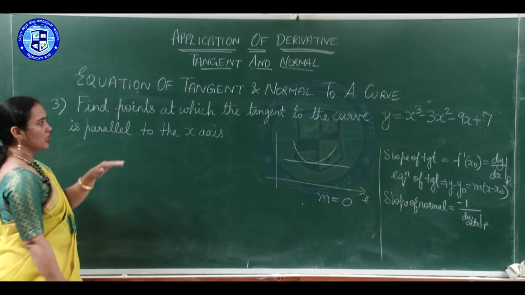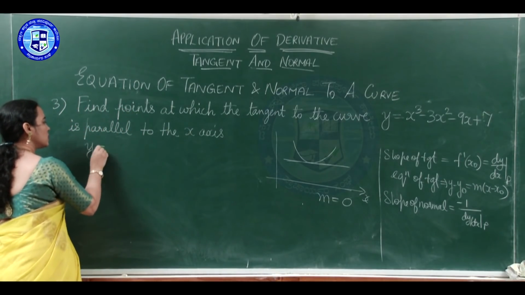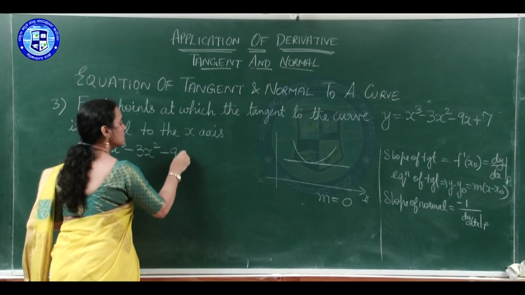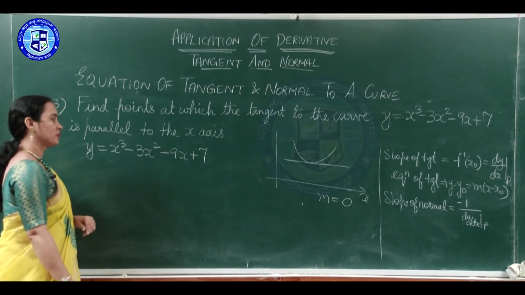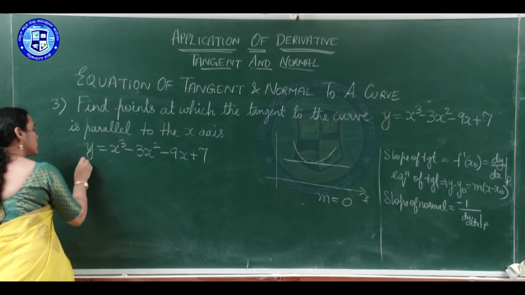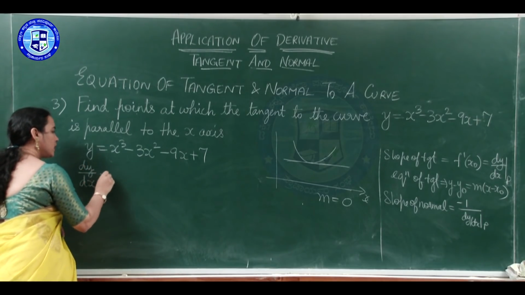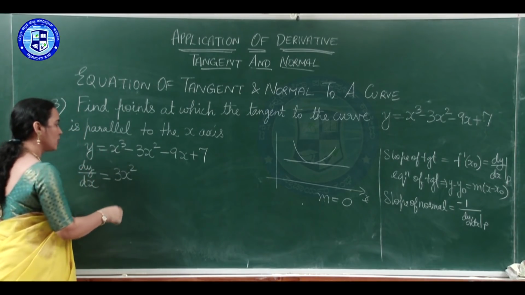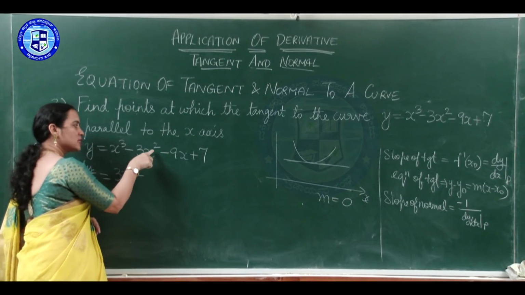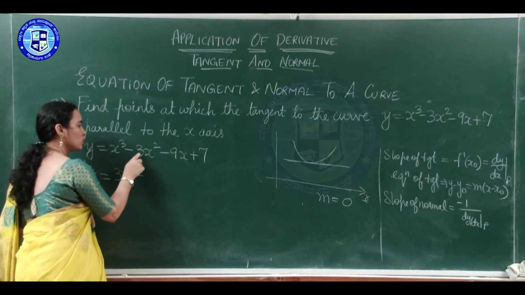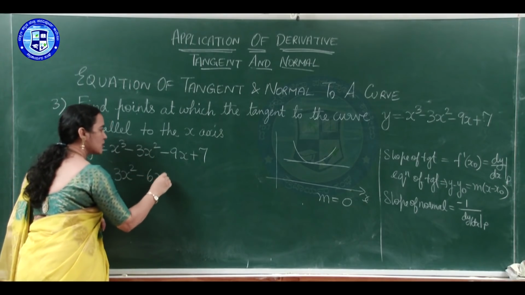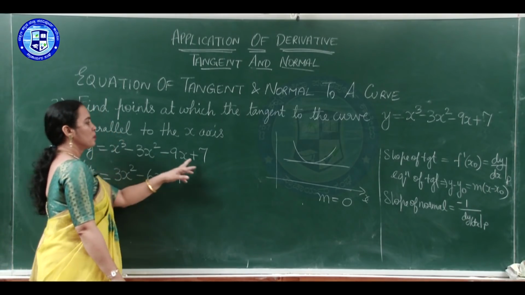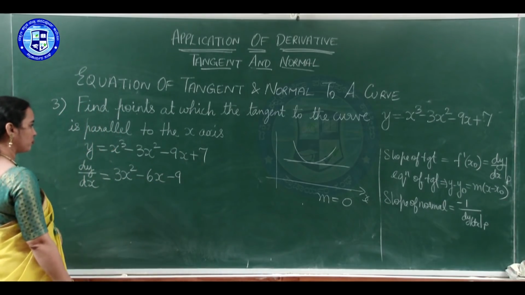So, let us first find the slope. They have given the curve equation. Y is equal to x cube minus 3x square minus 9x plus 7. To find the slope, let us differentiate the given curve. So, dy by dx will be equal to, x cube when you differentiate, you will get 3x square. Minus 3 will be as it is, x square when you differentiate it will be 2x. So, 3 into 2 will be 6x. Minus 9 will be as it is, x when you differentiate 1, plus 7 when you differentiate 0.